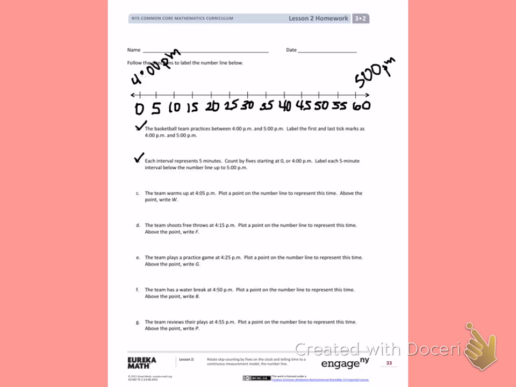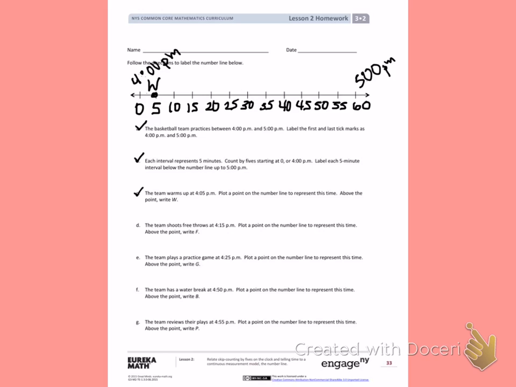The team warms up at 4:05 p.m. Plot a point on the number line to represent this time. Above the point, write W. 4 o'clock p.m. is where our number line starts. 4:05 would be the next 5 minutes. So I'm going to plot a point there and label it as W.